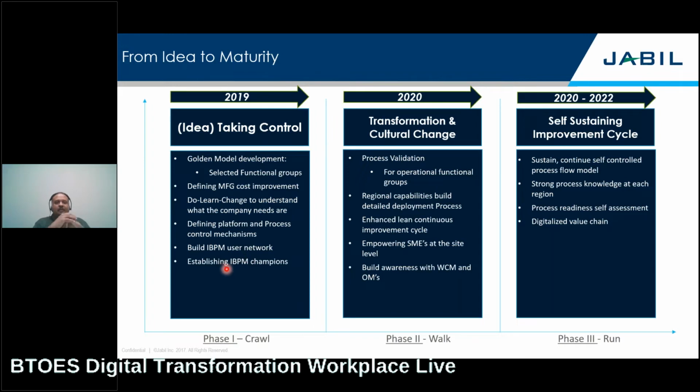And we established IBPM champions. The 5 regions that you saw in the previous slide, we have an IBPM champion for each of the regions, and their role is really to take the concept of IBPM and cascade it down to the site level, to the work cell level. In 2020, this is where we started gathering speed on the process validations, meaning that we started working with a few functions. For example, we started with materials, then we had an approach to get to our engineering functions and so forth. We started building our capabilities during the deployment process.